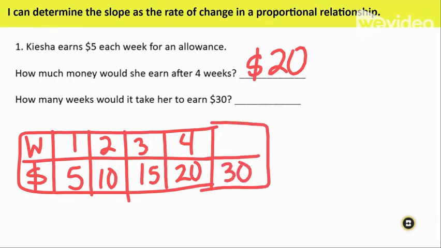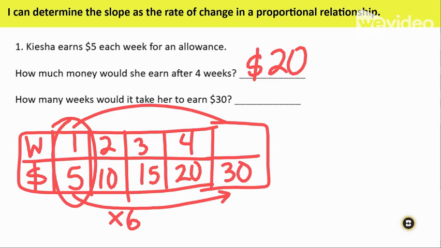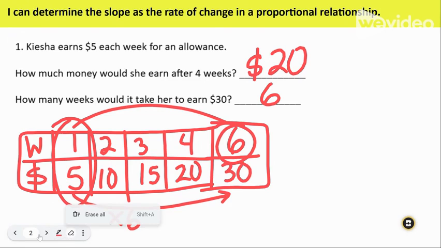So with this, you need to find that. You can find your unit rate. You can use your unit rate: by what number do you multiply 5 to get 30? 6, and 1 times 6 equals 6. So I already know that it will be 6 weeks for her to have $30. So remember, using the ratio table will be a good option for you for this type of problem.